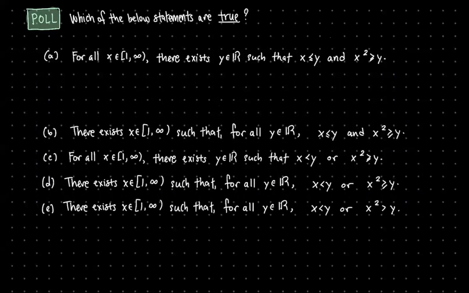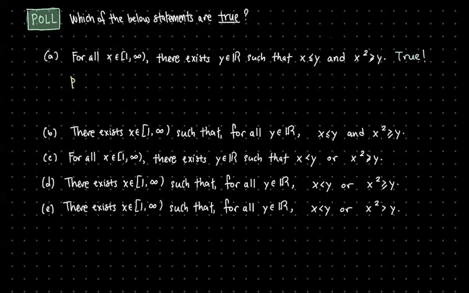Let's try. For all x bigger than or equal to 1, there exists a real number y such that x is less than or equal to y and x squared is greater than or equal to y. Okay, that's not bad. Let me just say this is true.